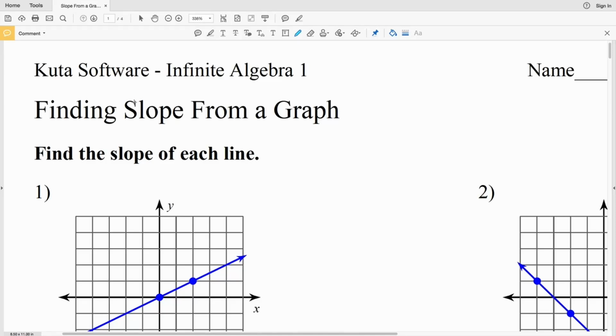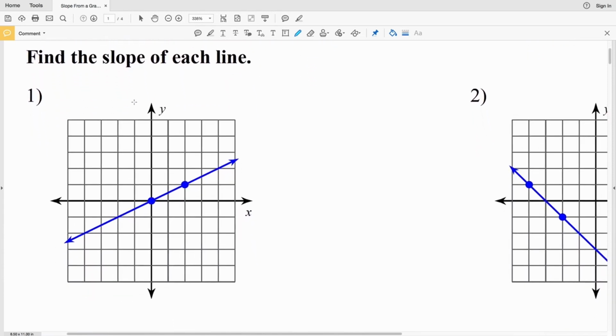In this video, we're going to start a new free worksheet from KutaSoftware. This one's under Infinite Algebra 1. It's called Finding Slope from a Graph. Our directions are to find the slope of each line.